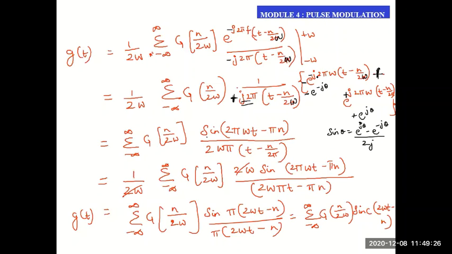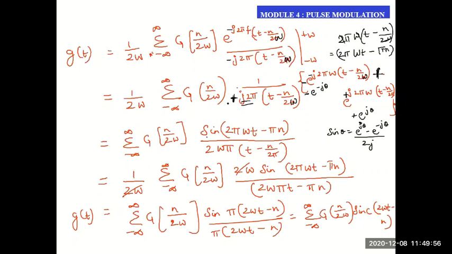See, you just multiply these terms. How much is 2 pi w into t minus n by 2w? This becomes 2 pi wt, the first term, minus, 2w cancels here. What is left is minus pi n. That's what is written here. Sine of 2 pi wt minus pi n.